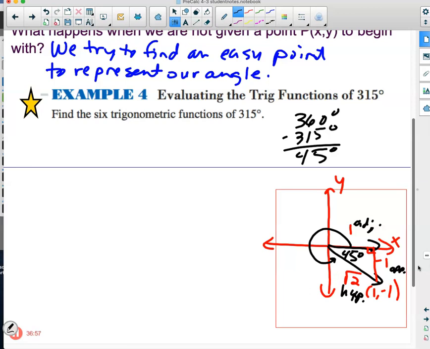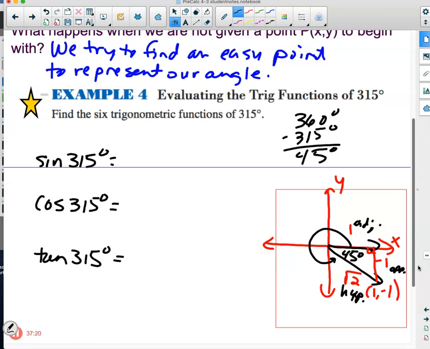But we can't use theta when we write them down. They actually gave us an angle measure this time. It's 315 degrees. So sine of 315 degrees, cosine of 315 degrees, tangent of 315 degrees, and then we'll take reciprocals.